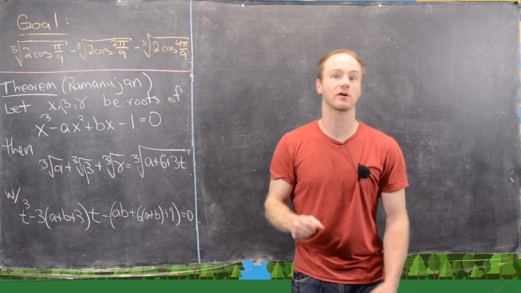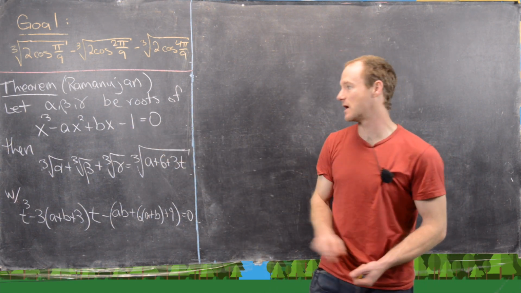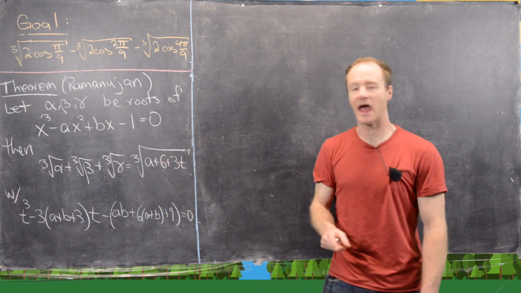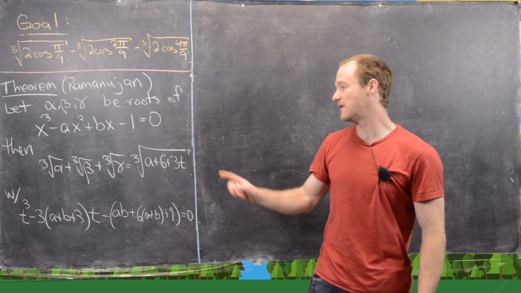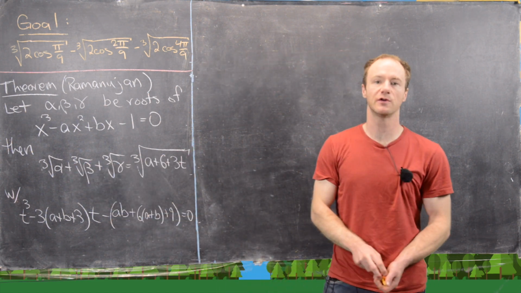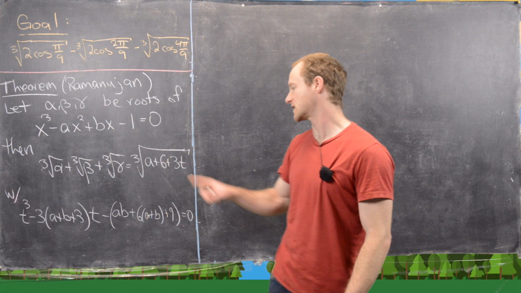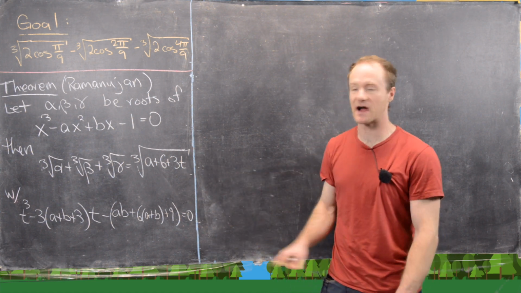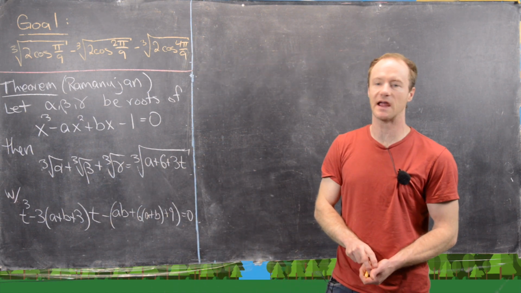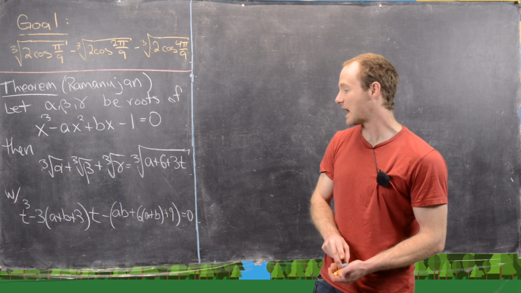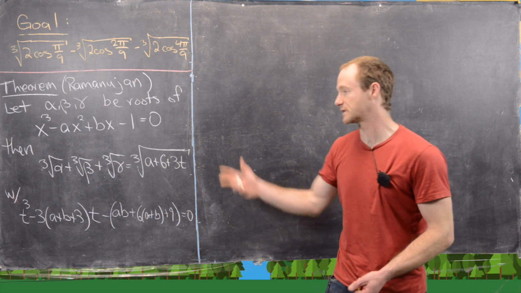And we'll do that with this theorem, which is also due to Ramanujan, that says the following. If we let alpha, beta, and gamma be roots of this cubic polynomial, x cubed minus ax squared plus bx minus 1 equals 0, then the cube root of alpha plus the cube root of beta plus the cube root of gamma equals the cube root of a plus 6 plus 3t, where t is defined by this cubic polynomial. So we have t cubed minus 3 times the quantity a plus b plus 3t minus the quantity ab plus 6a plus b plus 9 equals 0. So it's kind of a mouthful.